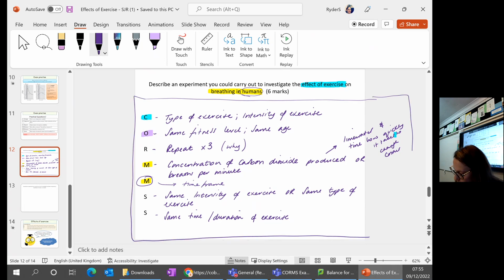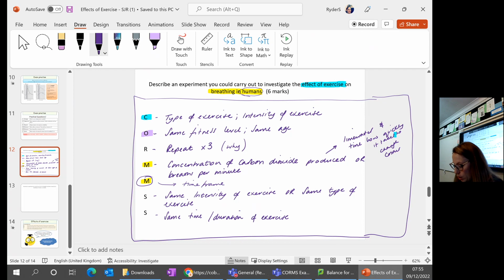I can't just leave my answer like that, because when you have a CORMS question, normally what will follow is you must write your answer in full sentences and include experimental details in your answer. Okay. So you have to write this out like you would write an English answer, okay?